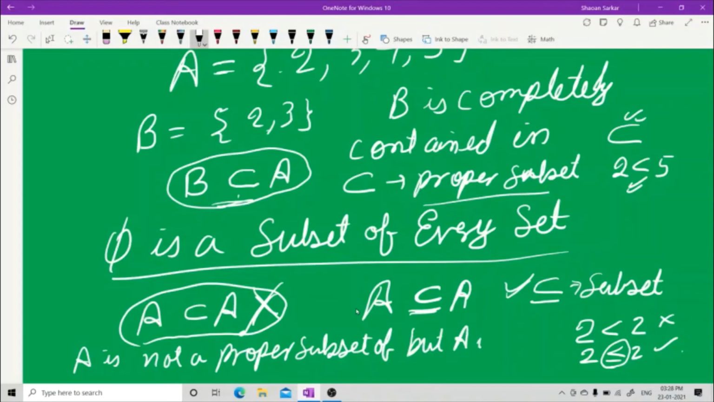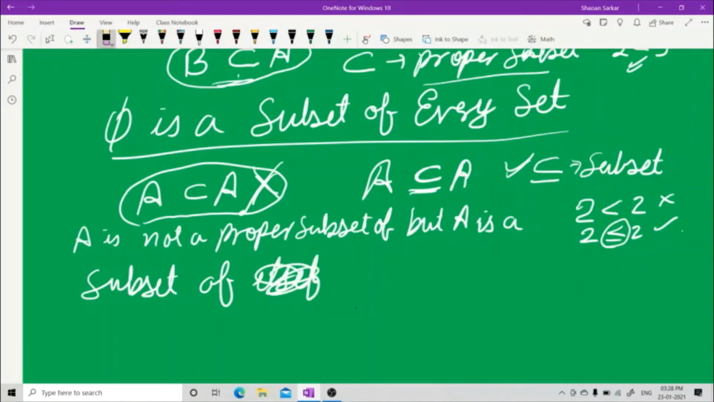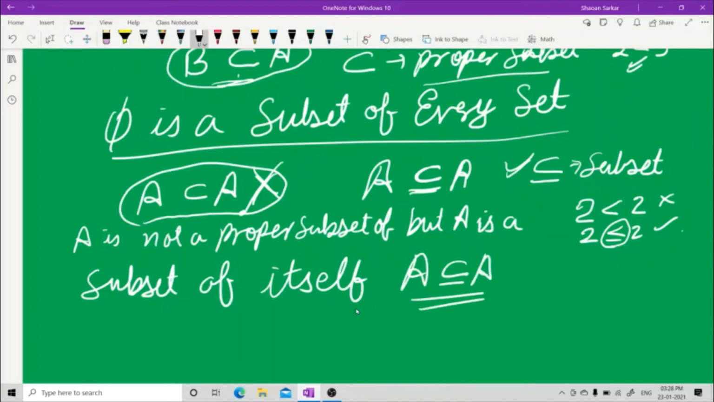A is a subset of itself. A is a subset of itself. So you have to write A like this.